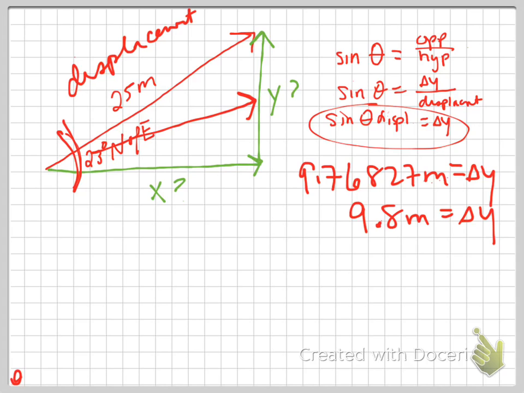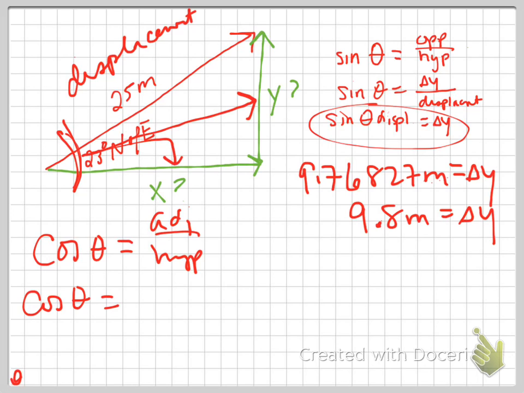Okay, so can we find delta x? Can we find delta x without using a number that we computed? Yes. So we know that for that angle theta, the cosine of theta is equal to what? Adjacent over hypotenuse. So cosine of theta is equal to, because the adjacent side to theta is delta x, over the overall displacement. Cosine of theta times displacement equals delta x.